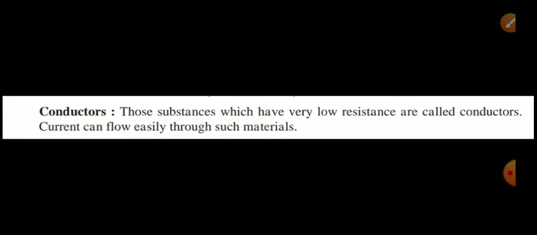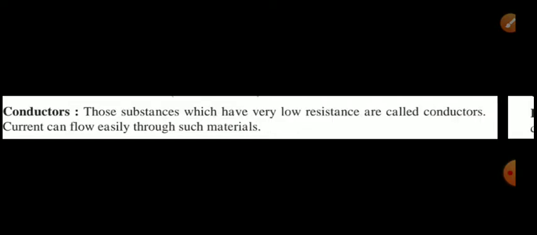Those substances which have very low resistance are called conductors. Current can flow easily through such materials. Insulators are those substances which have extremely high resistance and through which current cannot flow.